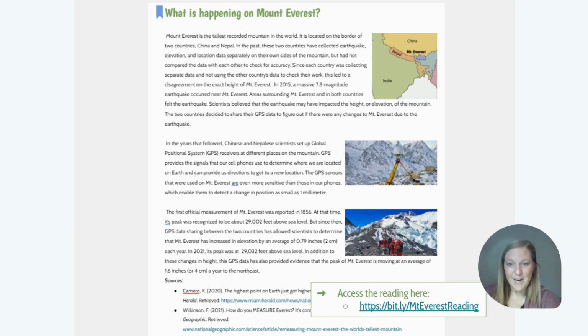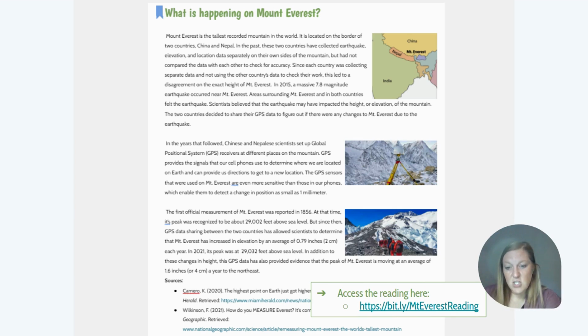Okay, last paragraph. The first official measurement of Mount Everest was reported in 1856. At the time, its peak was recognized to be about 29,002 feet above sea level. But since then, GPS data sharing between the two countries has allowed scientists to determine that Mount Everest has increased in elevation by an average of 0.79 inches or 2 centimeters each year. In 2021, its peak was at 29,032 feet above sea level.